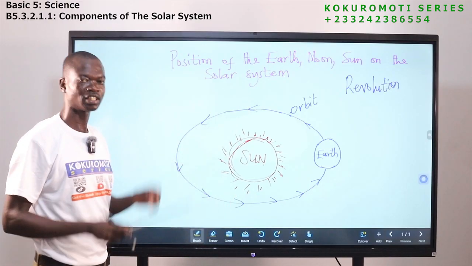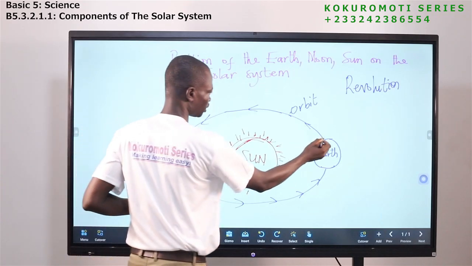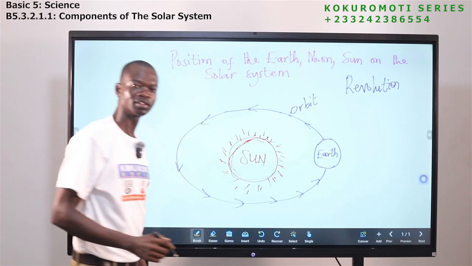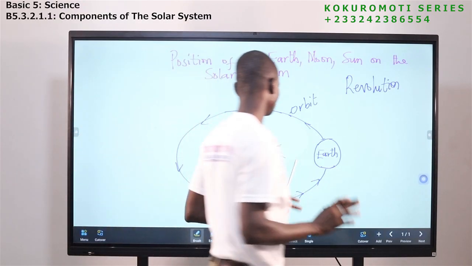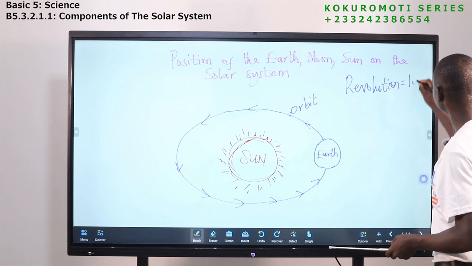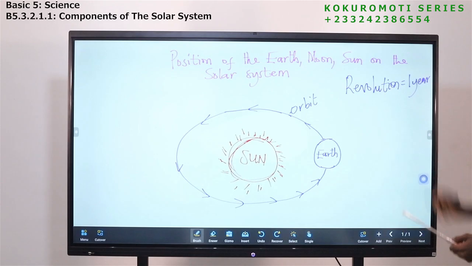It takes the Earth 1 whole year to finish moving. So if the Earth starts from here, it will come back to where it started here. It uses 1 year to revolve around the sun. So 1 year. Revolution is 1 year. Okay.